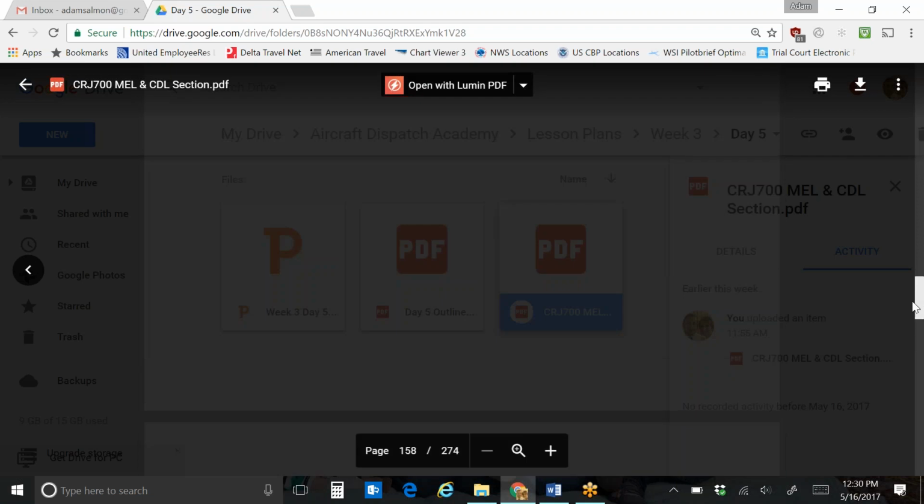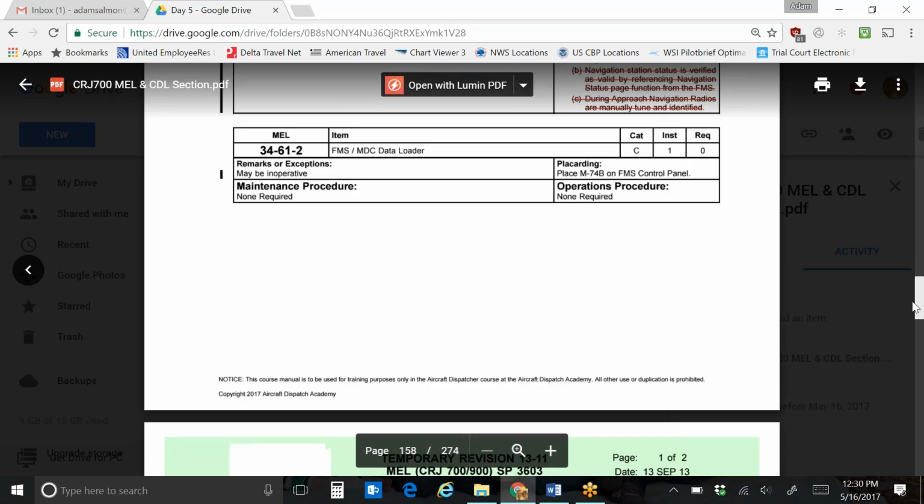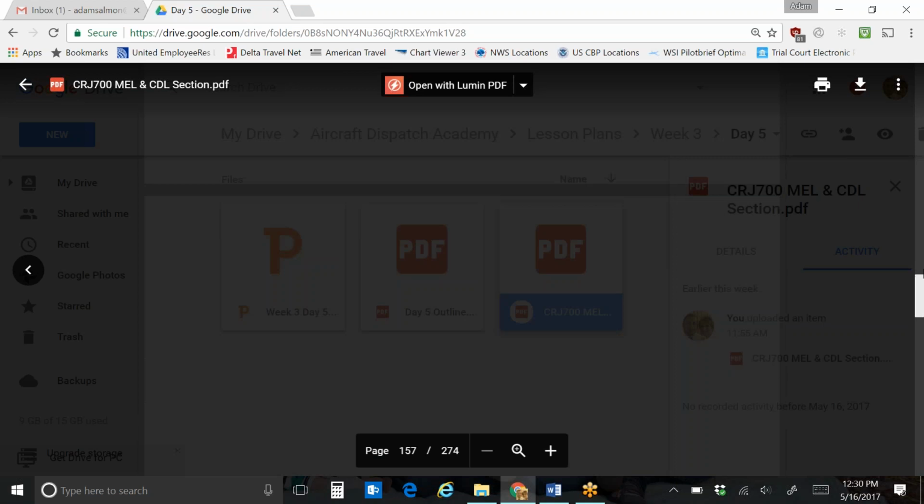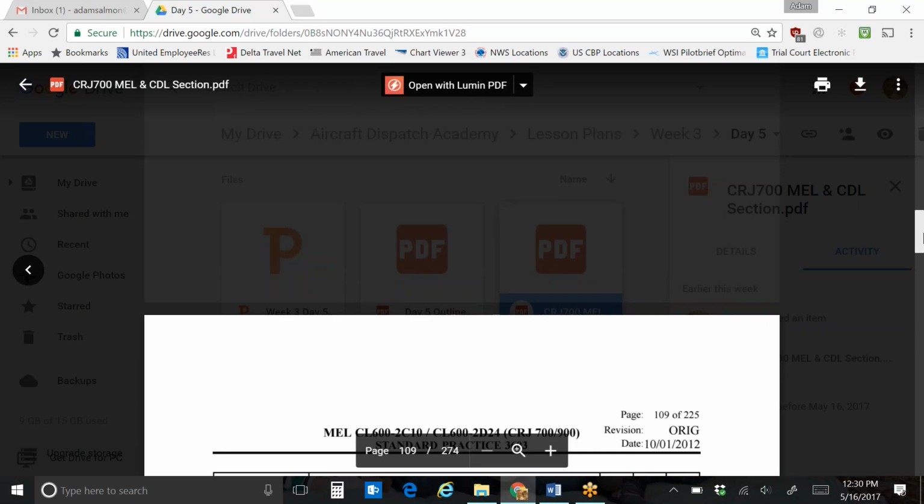There's other restrictive MELs, such as the APU as an example. Now the APU is not going to actually show you a restriction for dispatch, but it should, in our heads, if you remember talking about the APUs, well, the APU is required to be operative for engine start. It also becomes a passenger convenience type item. So remember, if the APU is inoperative, when the plane is at the gate and the engines are not on, the APU is what provides the air conditioning.